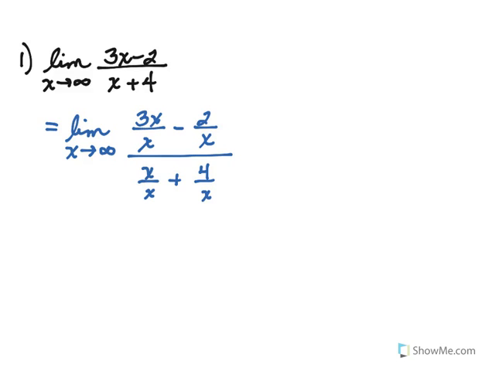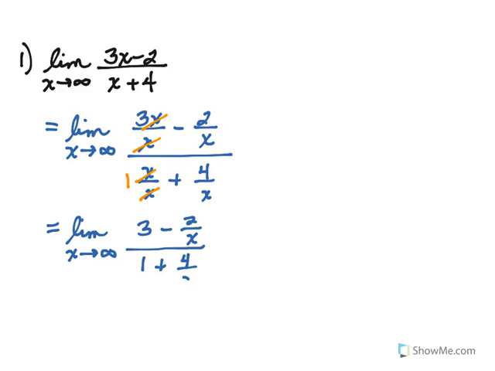So now you just simplify what you can. So obviously these x's cancel, these x's cancel. Just don't forget that's a 1 there now. Okay? So let me just rewrite what we have at this point to make it a little bit easier. So we have 3 minus 2 over x. And then remember, this was a 1 plus 4 over x.